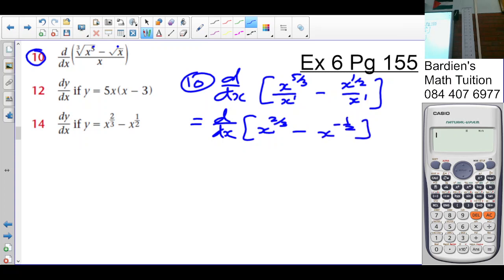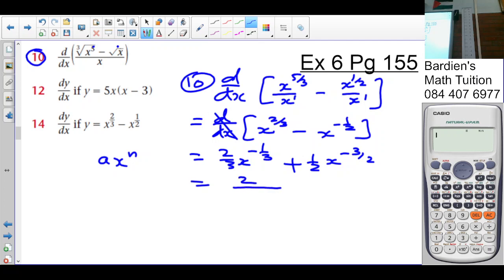Okay? You all agree with that? Can I apply my derivative now? Since it's in the form of ax to the exponent n, yes, I drop this. So it will be 2/3 x, and 2/3 minus 1 is going to give you negative a third. Negative half times negative 1 is positive half, x to the minus 3/2. But the question says you must leave your answer in positive exponents, not so? So that's simply going to be 2/3 x to the power one-third, plus 1/2 x to the 3/2.